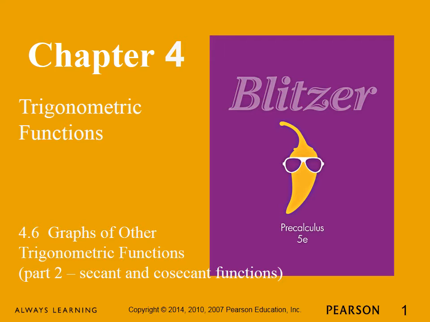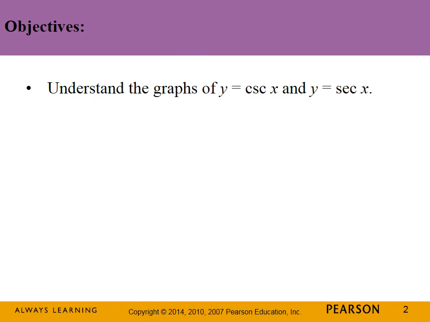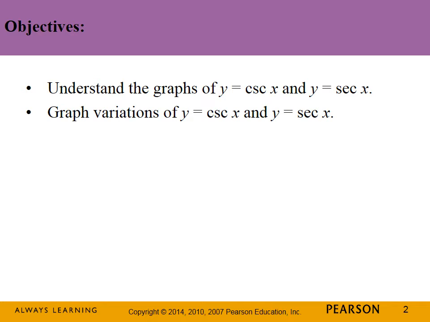In this video, we're going to be looking at the graphs of secant and cosecant functions. In part 1, we looked at the graphs of tangent and cotangent functions. So the objectives for this video are to understand the graphs of y equals cosecant x and y equals secant x, and to graph variations of those functions.